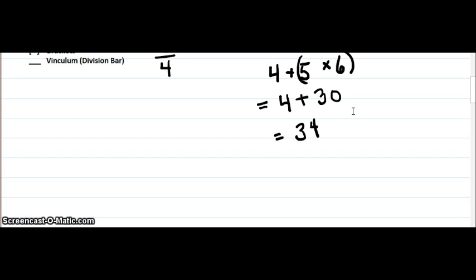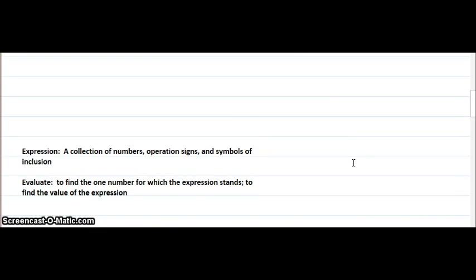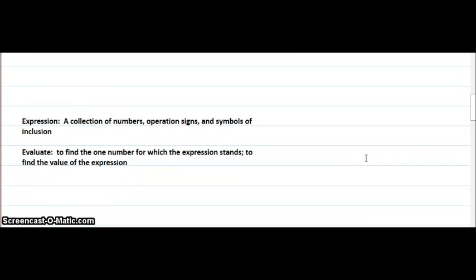Okay, I just used 2 words that you're going to hear a lot this year, and you need to know the meaning of these particular words. The words that I just used are these: expression and evaluate. I said no matter where the symbols of inclusion are, we begin evaluating our expression there.